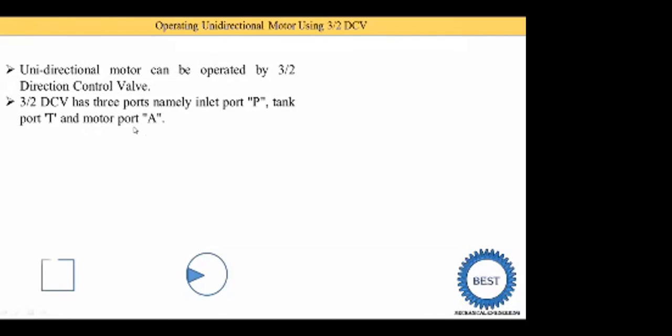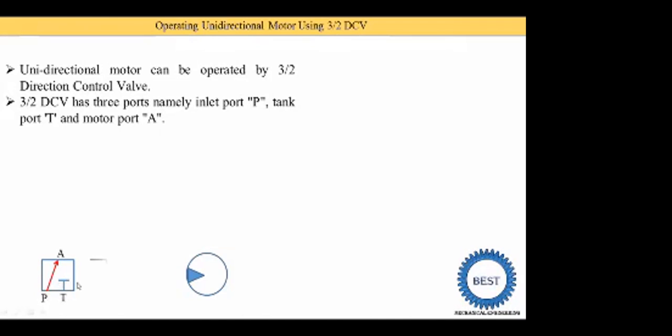So here we need 2 positions. Okay, so we need to draw 2 squares. In one square there are 3 ports. First we give the port P. From port P, oil is supplied to port A. Here you see that the arrow is moving in the upper direction, and the T port is closed. So this type of symbol indicates the closed position.